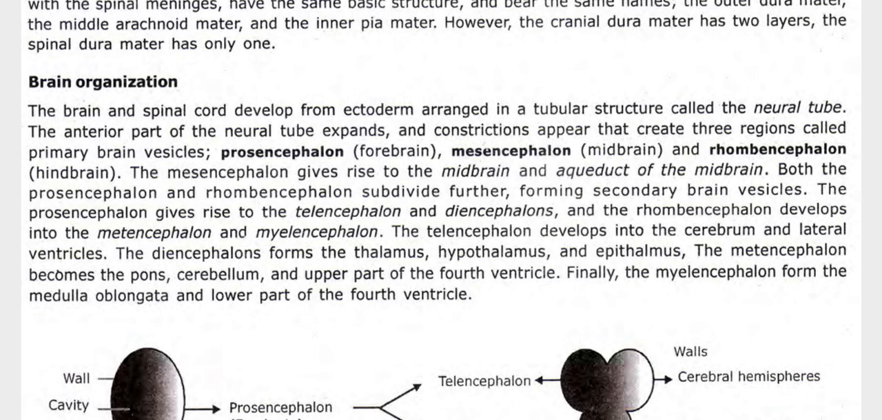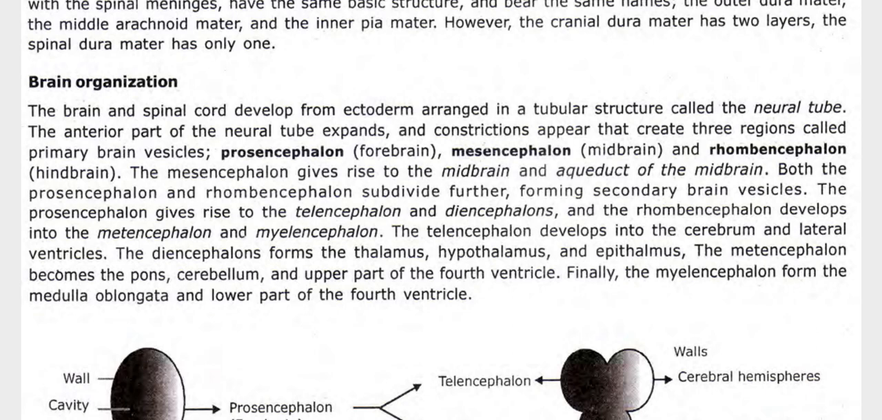Okay. Once again, three major parts: prosencephalon, mesencephalon, and rhombencephalon. Later, prosencephalon and rhombencephalon subdivide further. The prosencephalon, or the forebrain part, gives rise to telencephalon and diencephalon, and the rhombencephalon develops into the metencephalon and myelencephalon. Okay, metencephalon and myelencephalon.